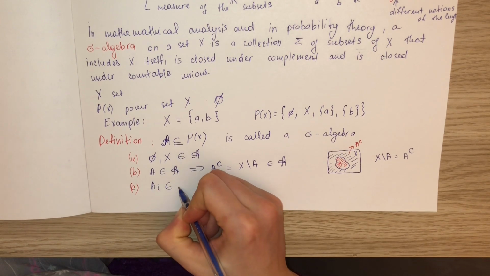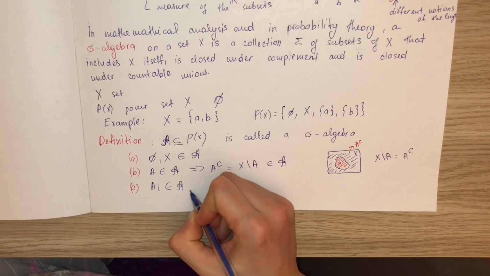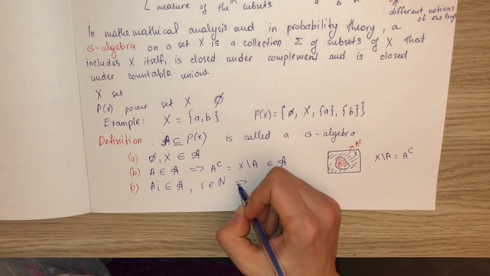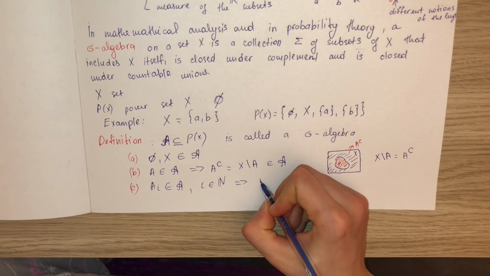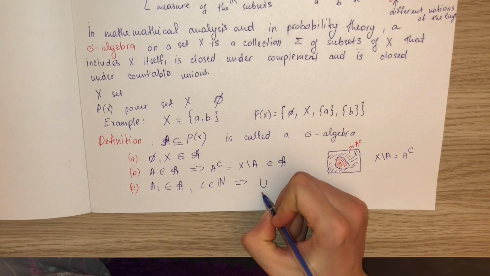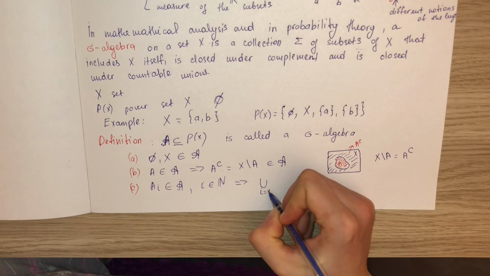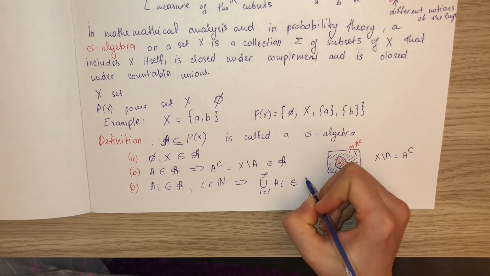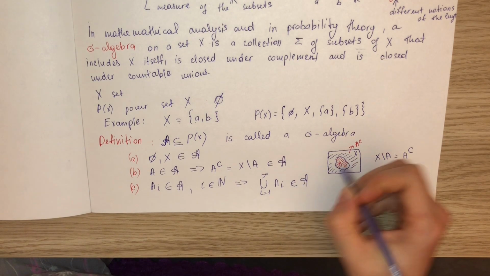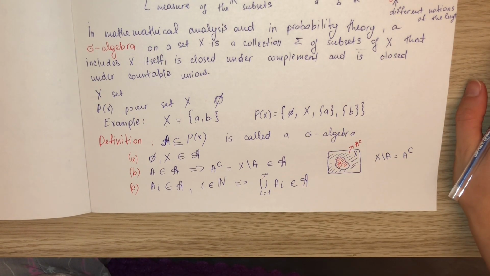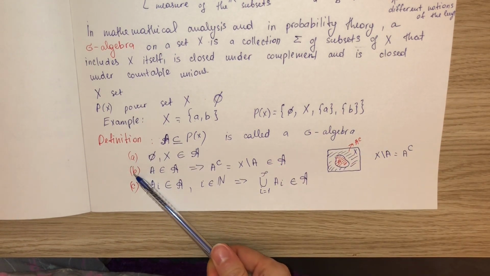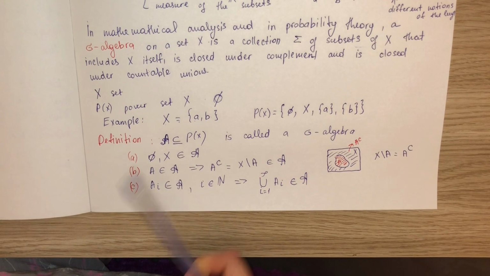And the rule C is that if A_i is an element of curly A, here i is natural, so we get that the union of all A_i's should be an element of A curly. So in a Sigma-algebra, these three rules should be satisfied.